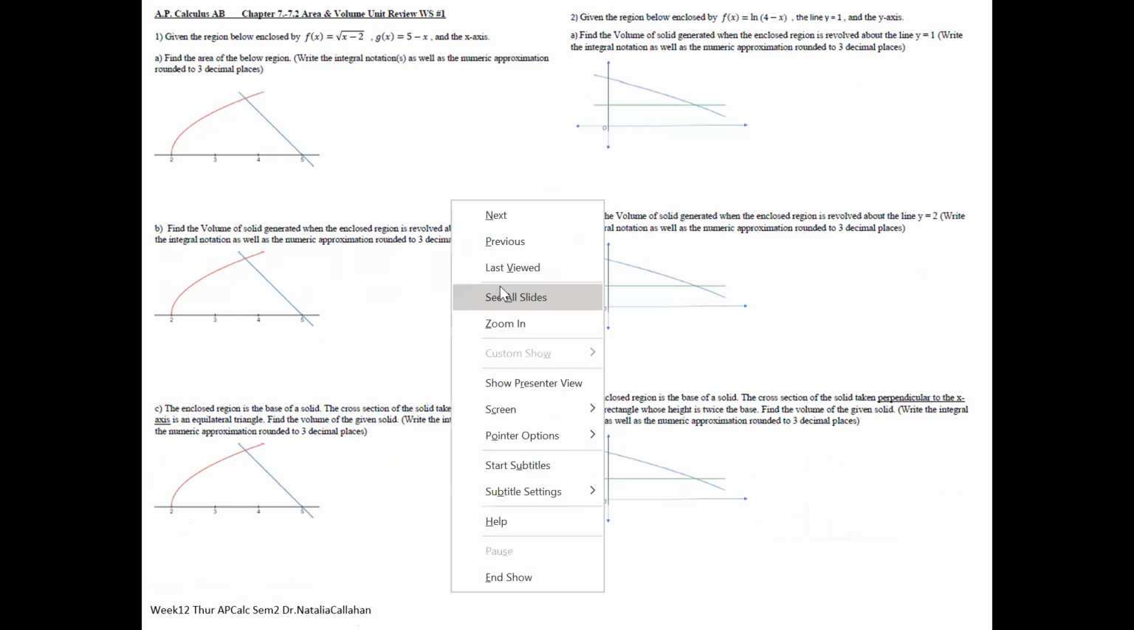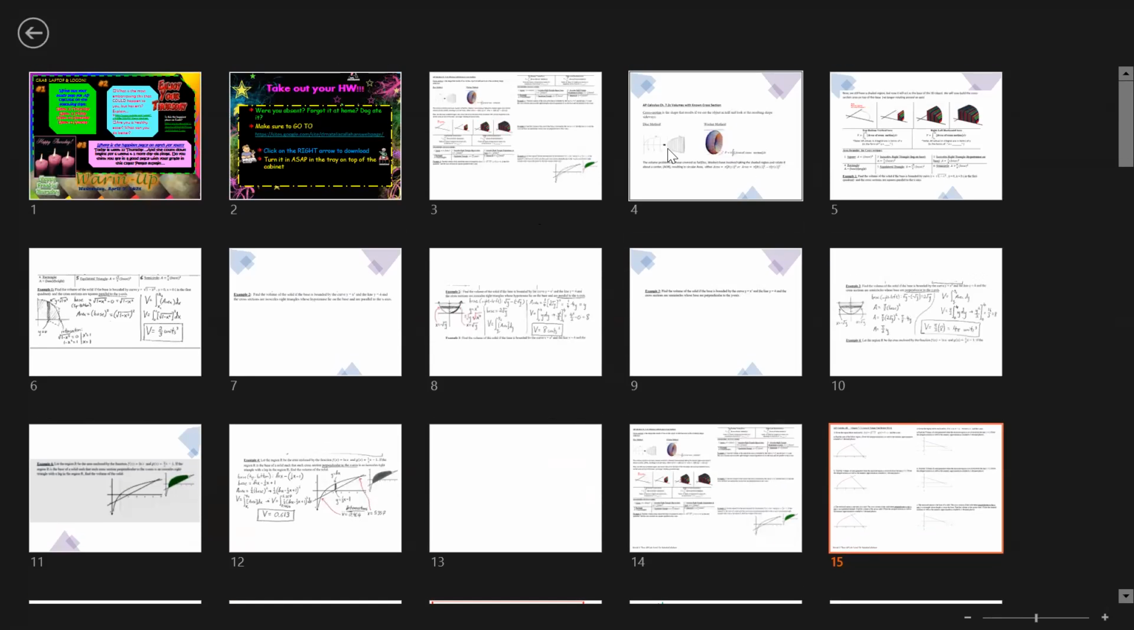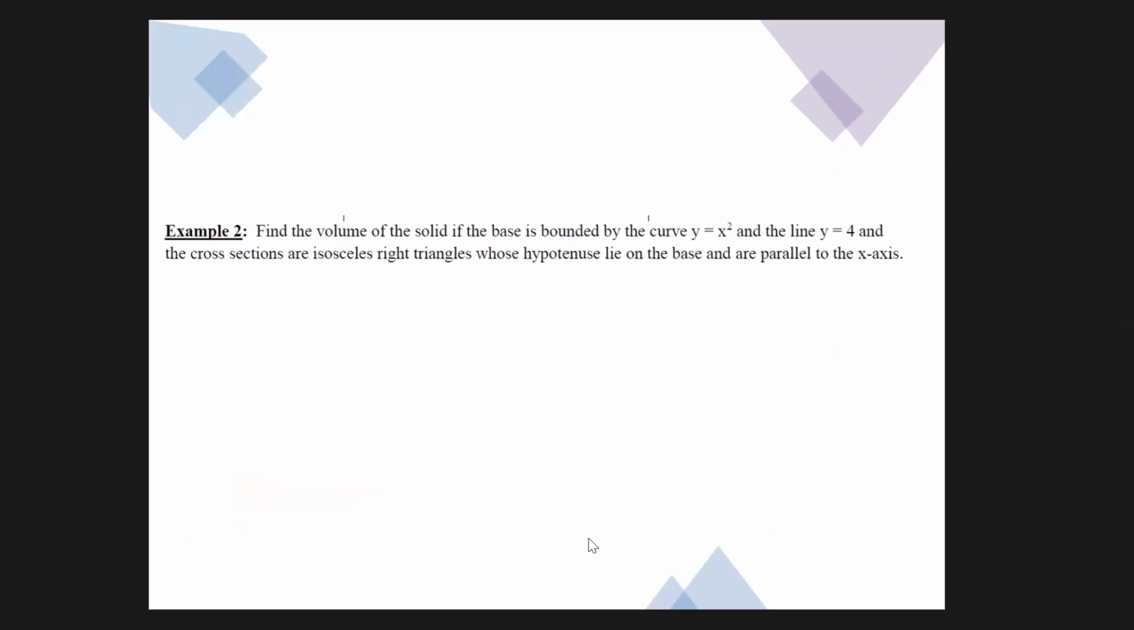All right, with that said, this is the second part of it, which we'll talk about a little bit later. But let's jump right in and get started with this one. Example 2.